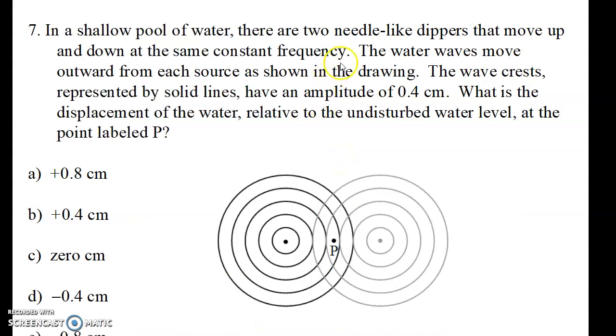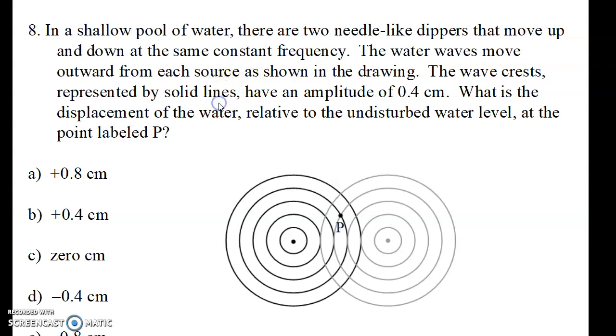In a shallow pool of water, there are two needle-like dippers that move up and down at constant frequency. The water waves move outward from each source as shown. The wave crests represented by solid lines have an amplitude of 0.4 centimeters. Okay. What is the displacement of water relative to the undisturbed water level at the point P?